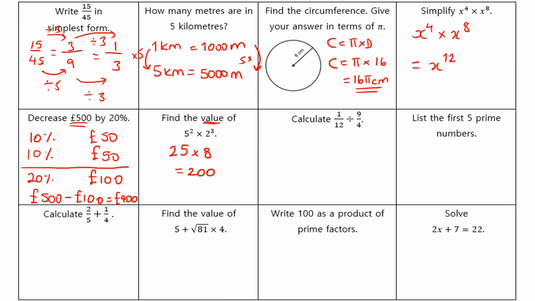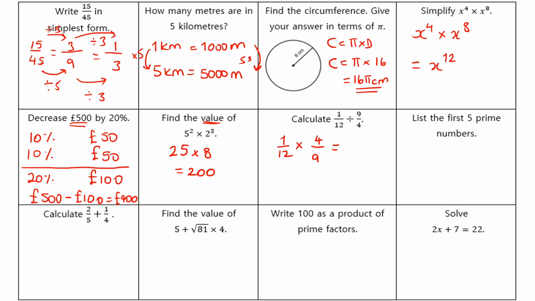Calculate 1 out of 12 divided by 9 out of 4. I'm sure majority of you will remember this as KFC. Keep the first fraction, change the sign, and then you flip the fraction around. Or some of you just say KCF really. So I know some of my students just say KCF instead of KFC. So 1 out of 12 times 4 out of 9, you flip the fraction around and change the sign.